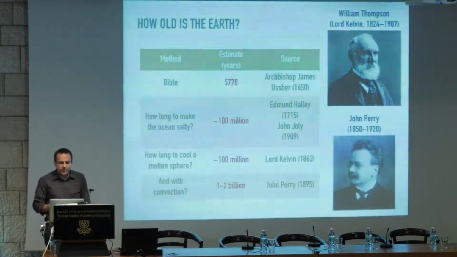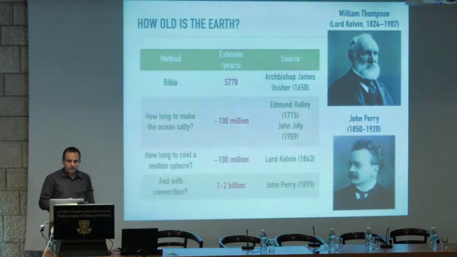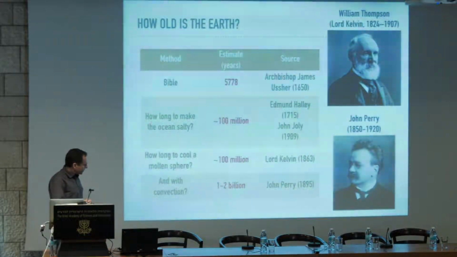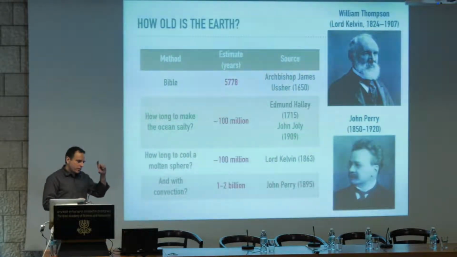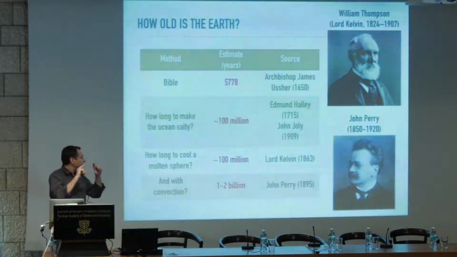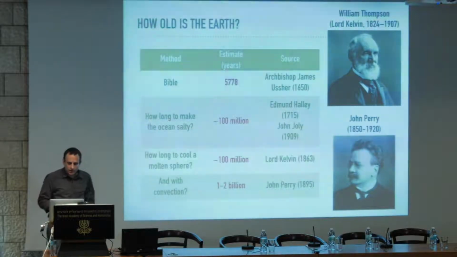And the result was that his estimates for the age of the Earth were about an order of magnitude larger than Lord Kelvin's, actually 1 to 2 billion years. The range here depends on how thick one assumes the conducting layer to be at the Earth's surface, right? Because the Earth is not convecting all the way to the surface. There is a thin conducting layer at the top.